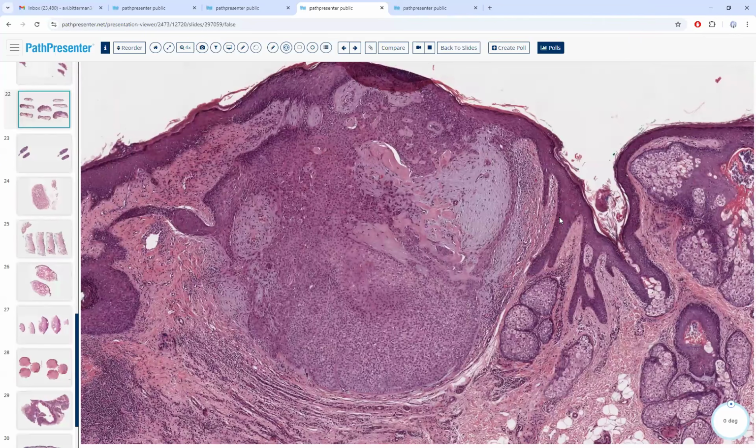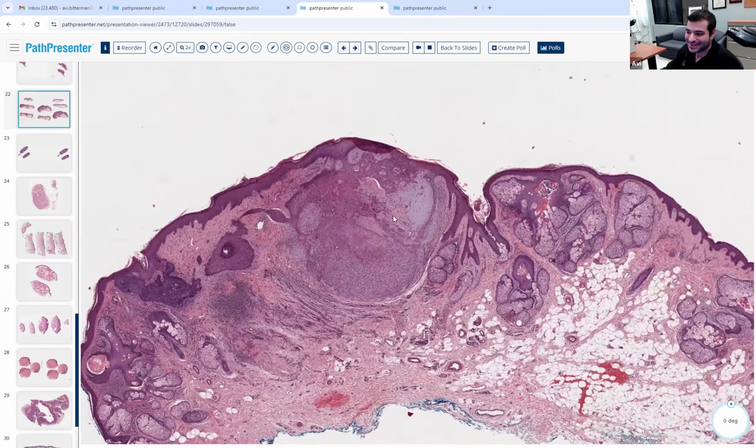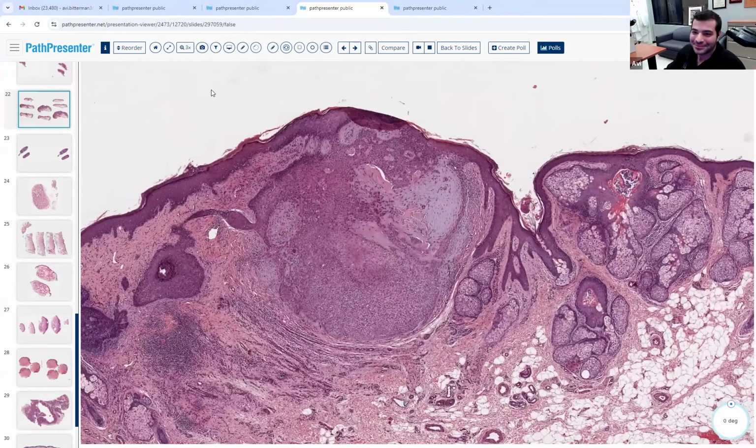That looks ugly. I disagree. I think it looks beautiful. I think it looks malignant. Why do you think it looks malignant? Because let's go through our low-power heuristics: size, symmetry, circumscription.